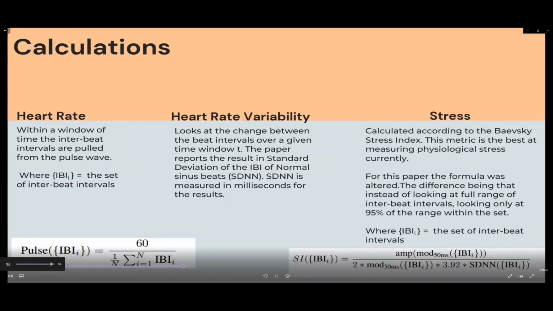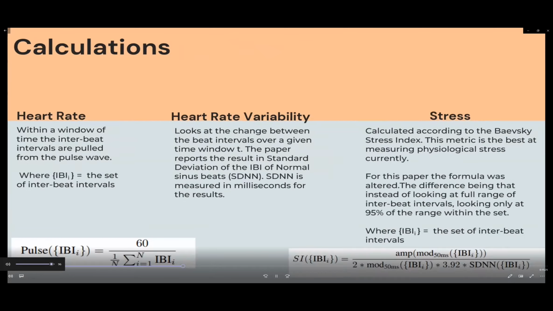Now to look into more depth about how we're actually doing the calculations. For the heart rate specifically, we're going to use the same window of time we were talking about last slide, that t seconds, and look at the difference between the wave pulses, the interbeat intervals, the differences between the waves within 5 seconds, for example. On the very bottom of this column, we can see the pulse function, which is used to output a heart rate estimation.